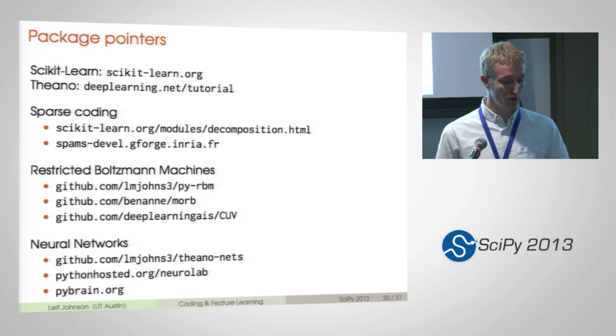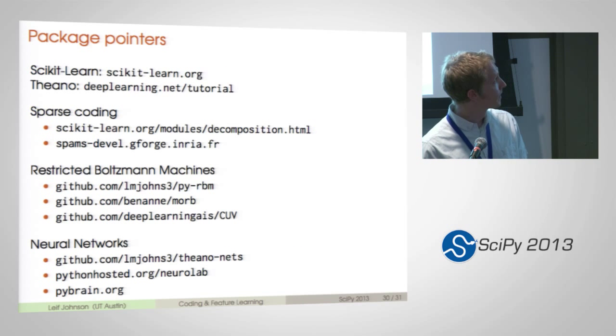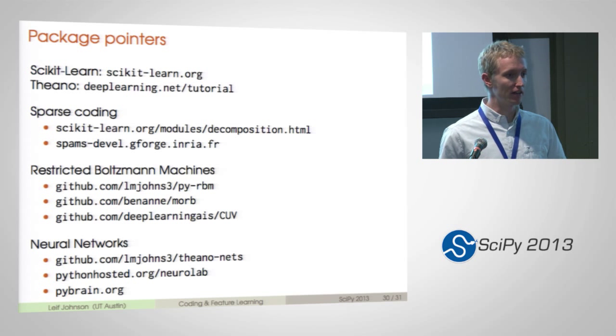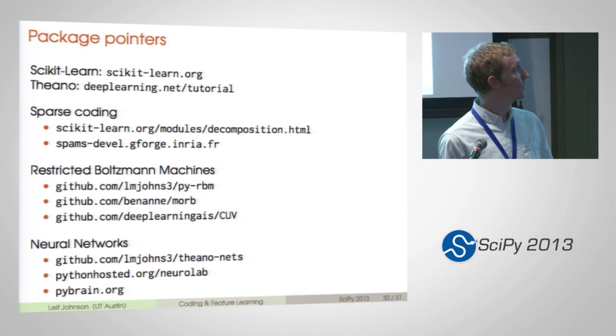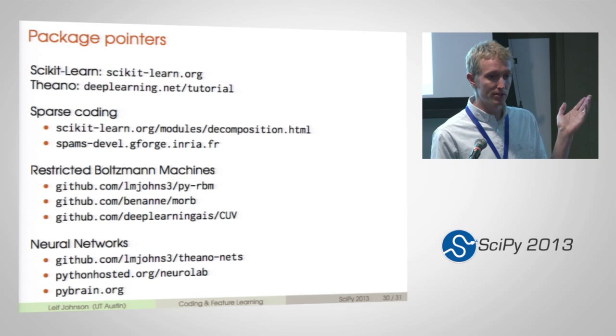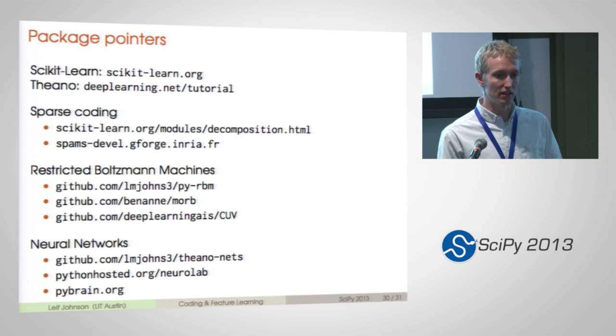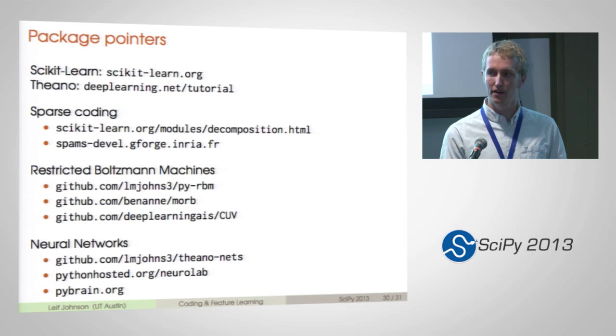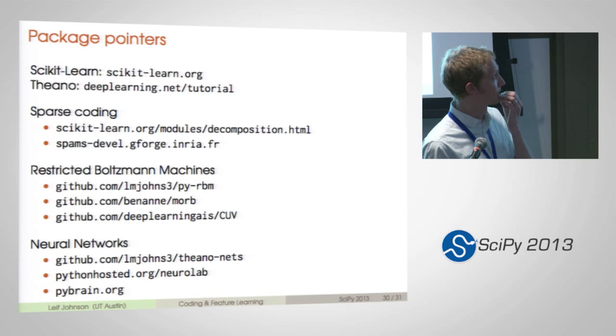And so here are some pointers to a few packages. The scikit-learn package has a really great interface for doing lots of different kinds of codes. You can also do PCA with scikit-learn and all kinds of other awesome stuff. And I think there's even a thread going now on adding a sparse autoencoder or some kind of autoencoder too. So that would be great.